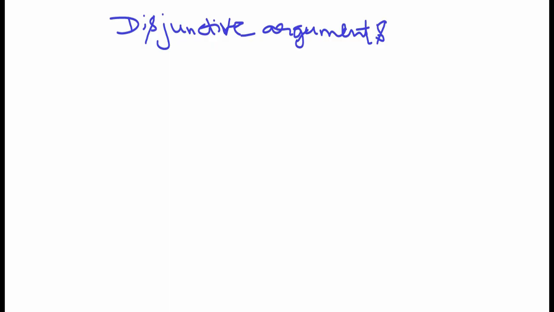So, a disjunctive argument, also called disjunctive categorical argument, is one in which the major premise is a disjunctive proposition, right?